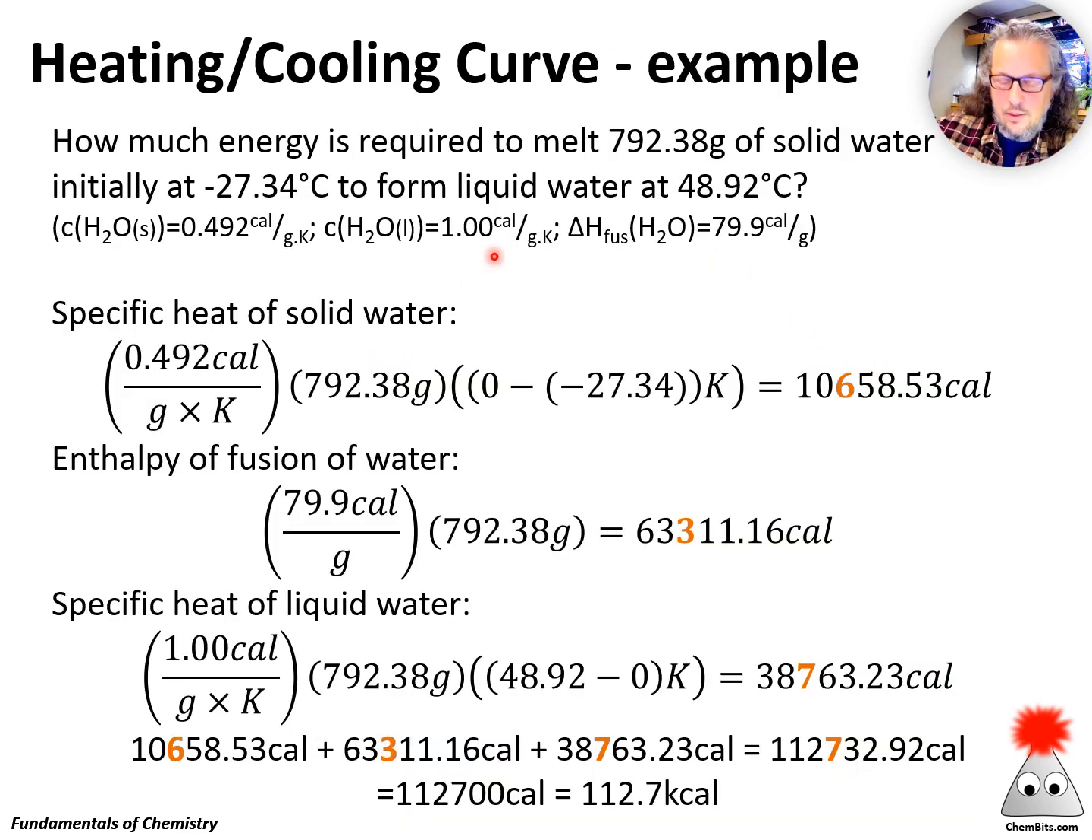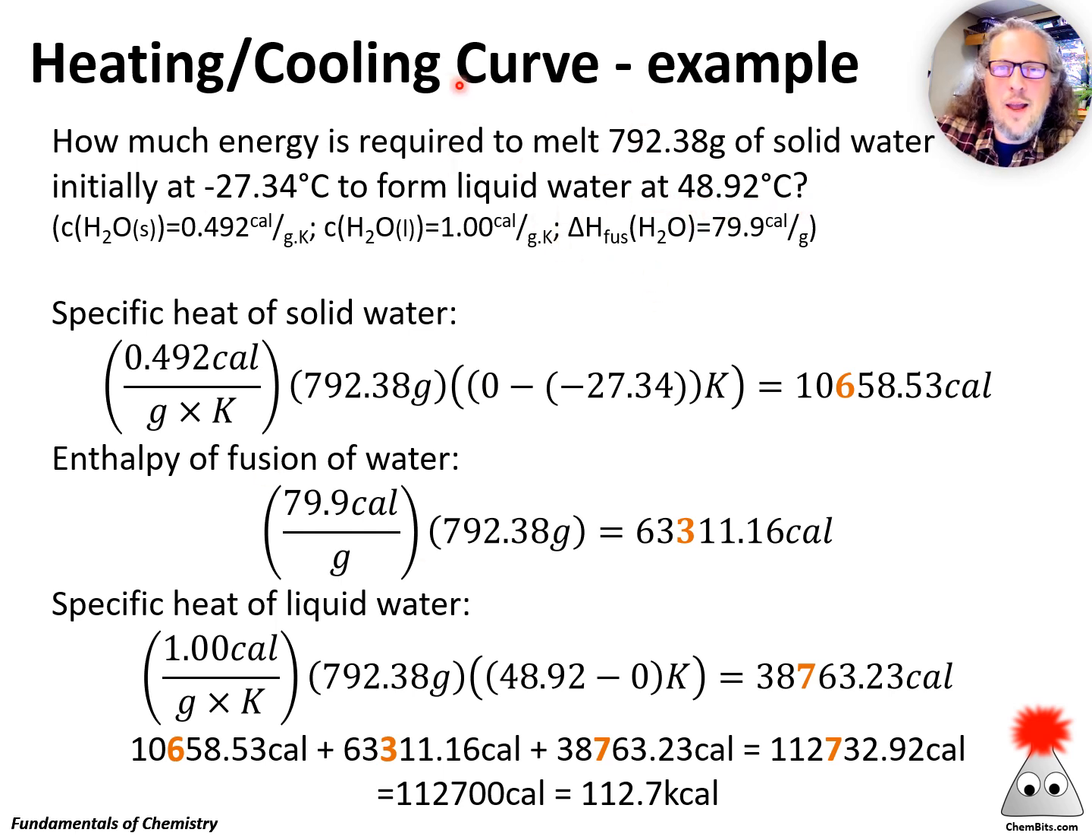All right, what about an example? The most important thing about heating and cooling curve problems is break it down into its individual problems, right? Break it down into all the bits and pieces that we go along. So how much energy is required to melt that many grams of solid water initially at negative 27.34 degrees C to form liquid water at 48.92 degrees C?